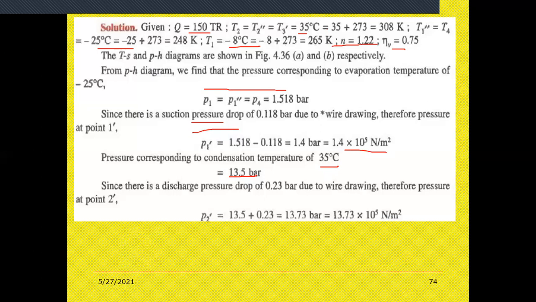Therefore, the discharge pressure drop of 0.23 bar is due to the wire drawing. Due to the wire drawing, the pressure at point 2, P2 dash, is equal to 13.5 plus 0.23, that is equal to 13.73 bar.